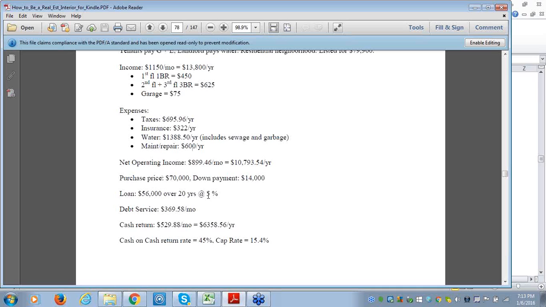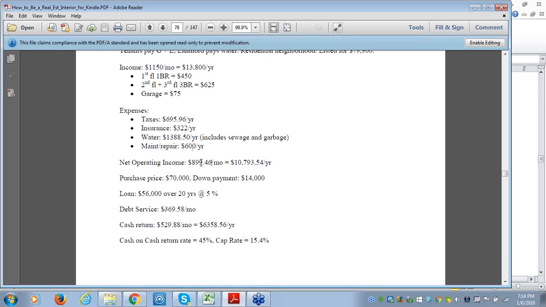Now, right now, you can still get a commercial rate at 5% for 20 years, okay? It doesn't matter where you are in the country. You find the right lender, you can still get this, okay? So if you amortize what $56,000 is over a 20-year period at 5% interest, you'll see that your monthly mortgage payment, just principal and interest alone, not taxes, not insurance, just debt service, principal and interest, is $369.58 per month, okay?